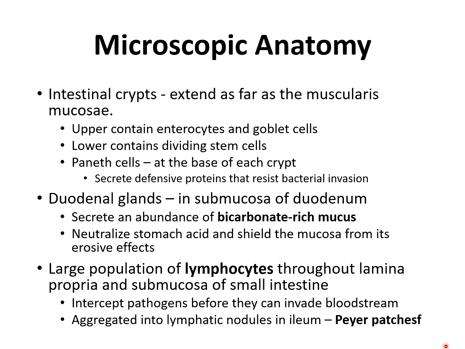At the base of the crypt, we're also going to find these other types of cells called Paneth cells that secrete lysozyme, phospholipase, and defensins, which are just defensive proteins that resist bacterial invasion of the mucosa. And ignore my typo right there for Peyer's patches.